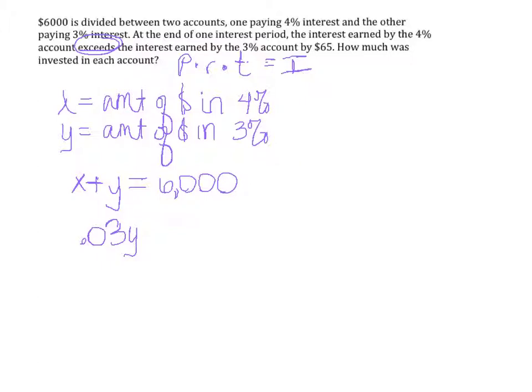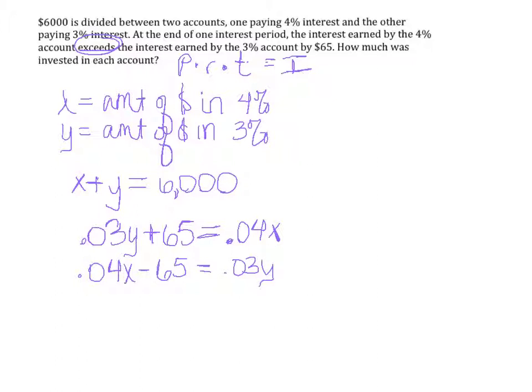If I have to somehow get this equal to the 4% account, then I'm going to add $65 and set this equal to the 4% account interest, which would be 4% times x. That's one way to model this. There's actually a couple different ways you could think about this. Another way would be to say that the 4% account is bigger than the 3% account by $65, so I need to subtract $65 to get to my 3% account.